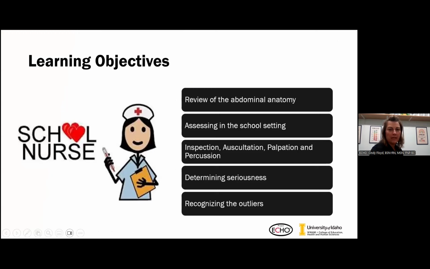So we'll review the abdominal anatomy. We'll go over that fairly quickly. How we assess in a school setting: the inspection, auscultation, palpation, and percussion. And then how do we determine the seriousness of the complaint, and then recognizing the outliers and when we refer.